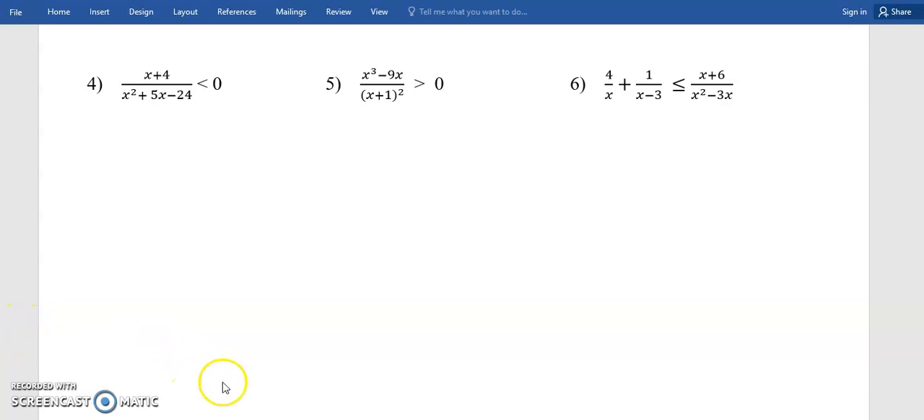So if we look at the last few with the rational inequalities, now we want to find x-intercepts and also the vertical asymptotes. So I have number 4. What x values can we substitute in to get numbers that are less than 0? These are more difficult than the polynomial inequalities because of the vertical asymptotes and discontinuities that are happening.